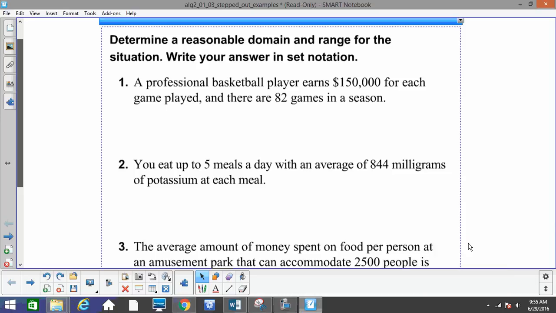All right, this was your problem of the day. You needed to determine a reasonable domain and range for the situation. The domain there would be between 0 and 82. And your range would be between 0 and 12.3 million.